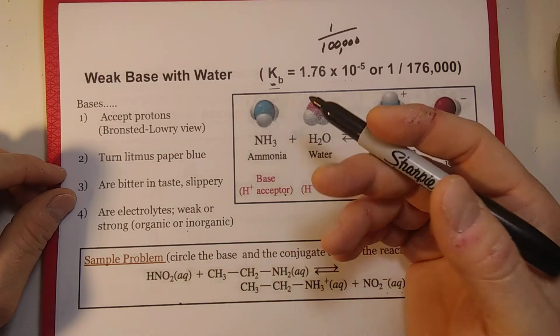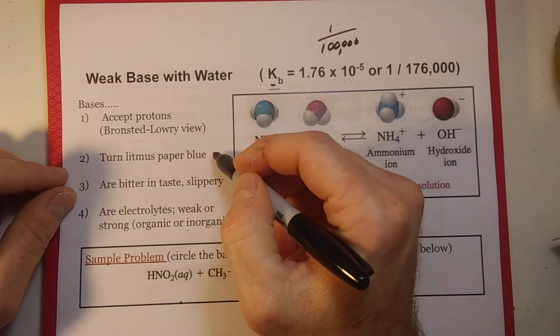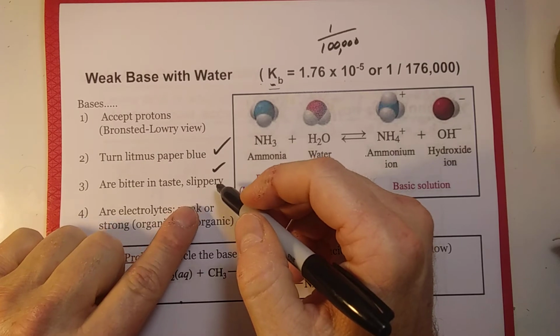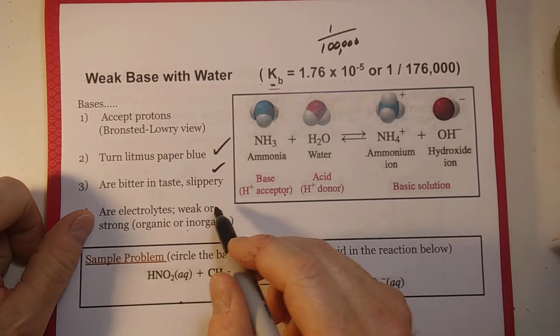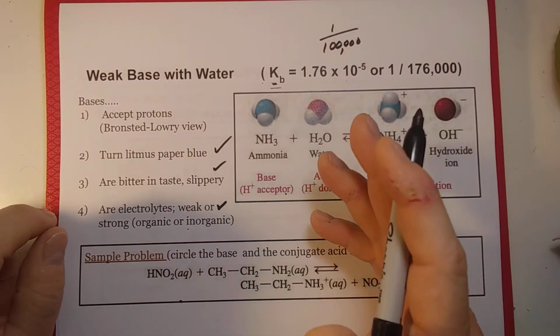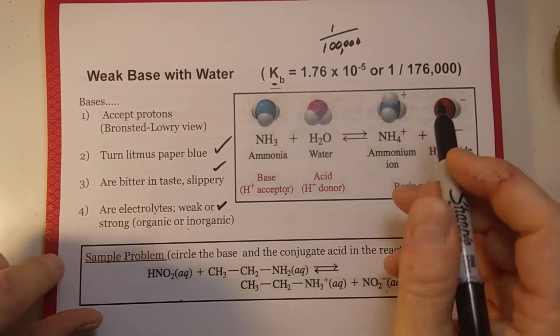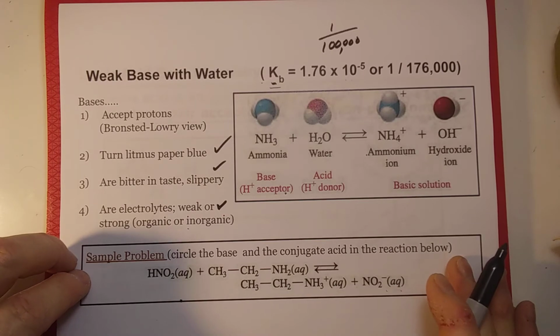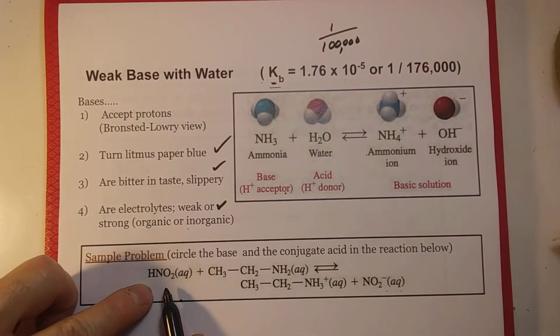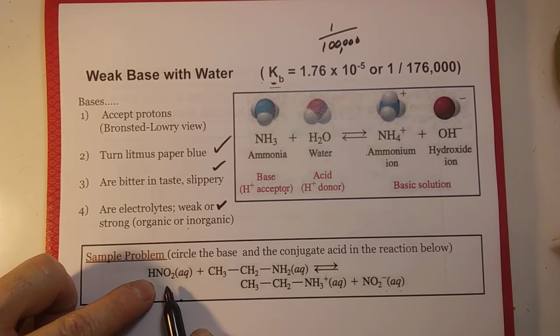But in general, if you have a slightly basic solution, it's going to turn the litmus paper blue. This one's good. It's slippery. It's bitter in taste. You shouldn't be tasting what you have in the lab. They're not going to be as strong an electrolyte, but because it makes some, it's going to be a weak electrolyte.